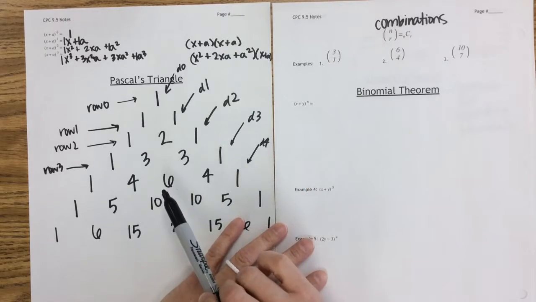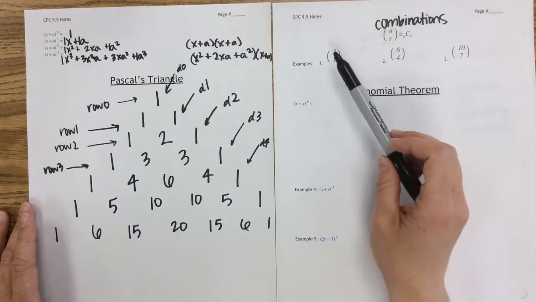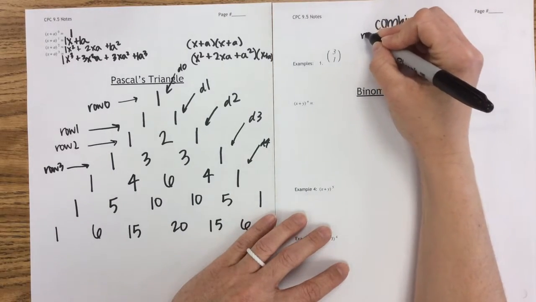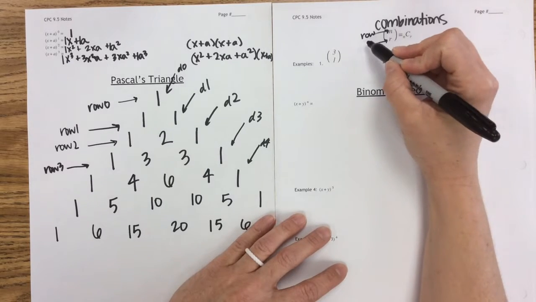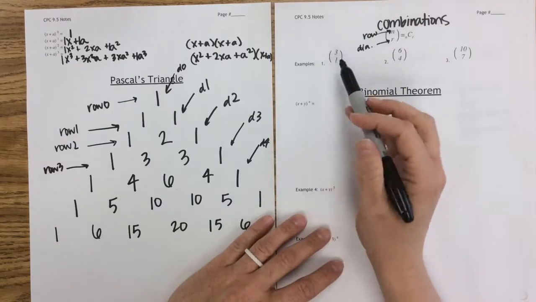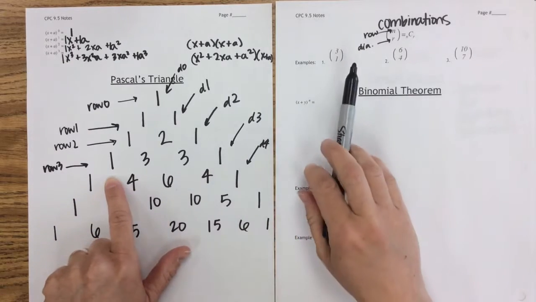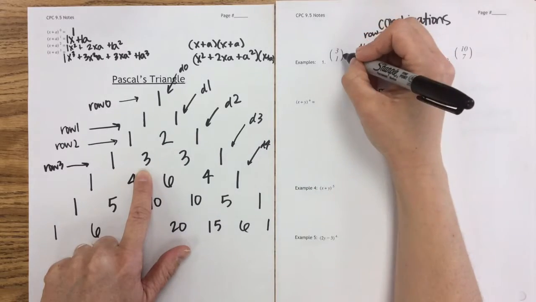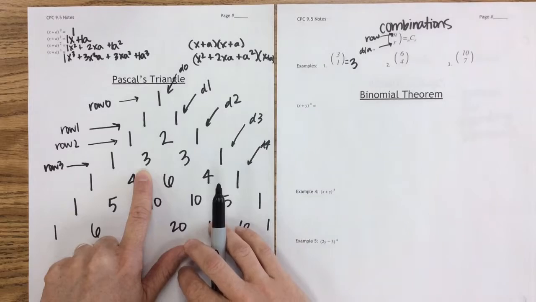First, you can look in Pascal's triangle. All of these are answers to combination questions. What you do is you start by looking at the top number, and that's going to be your row number. And the bottom number is your diagonal number. So for this question, you go to the third row, the first diagonal, and that is your answer. There are 3 ways to choose 1 item from a group of 3.